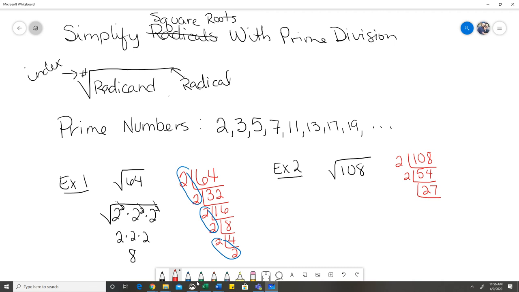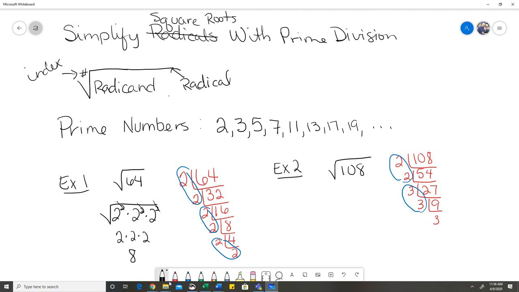If I go to 3, which is my next prime number, does 3 go into 27? The answer is yes. 3 goes into 27 9 times. And 3 goes into 9 3 times. Well, now I've ended on a prime number. Okay? So when I go look for my pairs, I have a pair of 2s, I have a pair of 3s, and I have this one 3 that's kind of by itself.